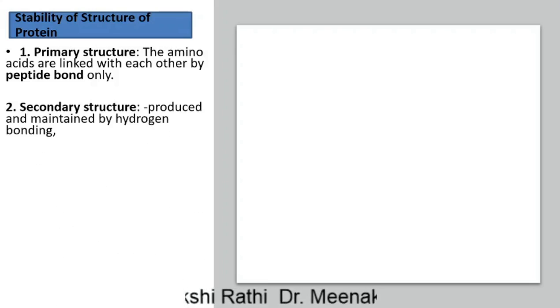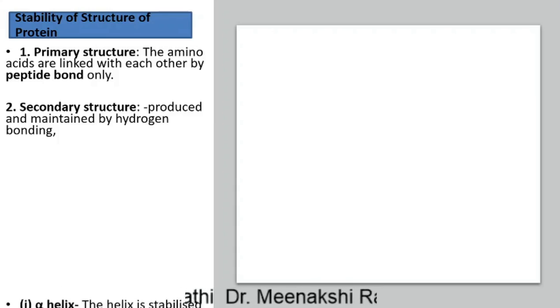While the other structure is secondary structure. In secondary structure, the long polypeptide chain folds or coils to form either an alpha helical structure or a beta pleated structure. These secondary structures are stabilized, produced and maintained specially by hydrogen bonds.